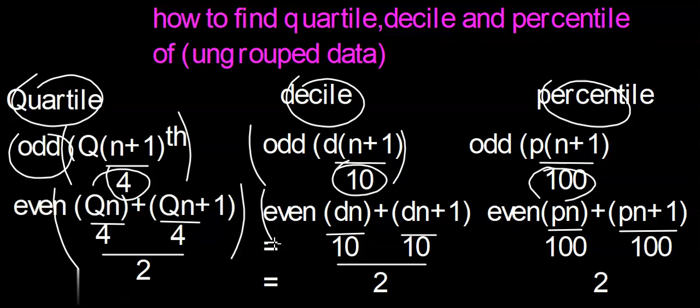As you can see, the formulas are all the same. The only difference is the number. So when you see decile, think about this 10. When you see percentile, think about the 100, and for quartile, think about the 4. Now let's go to the examples.